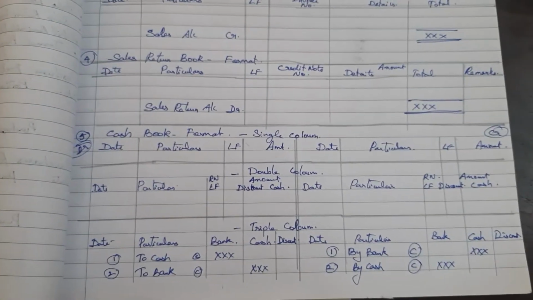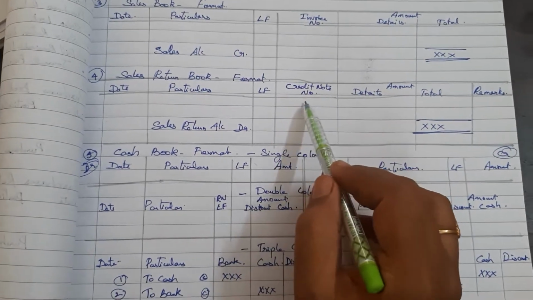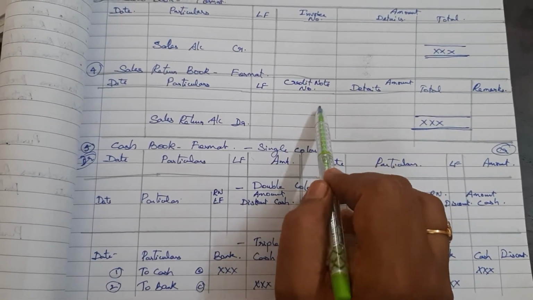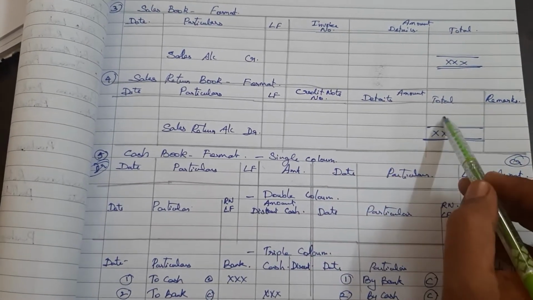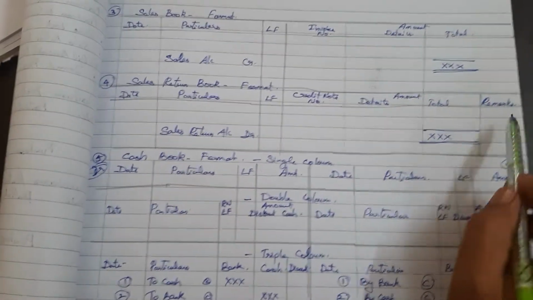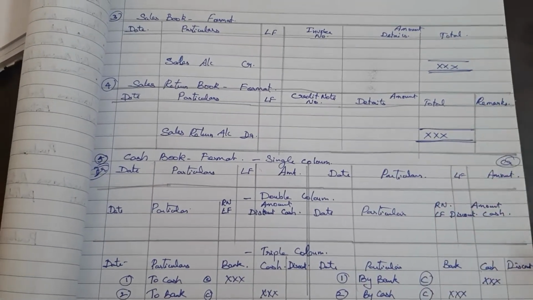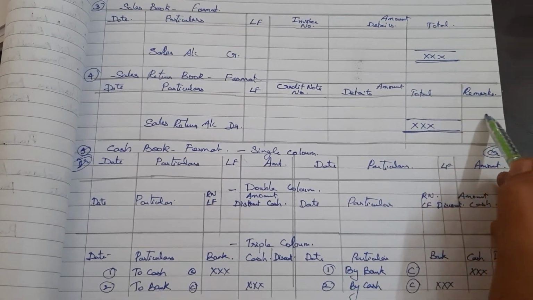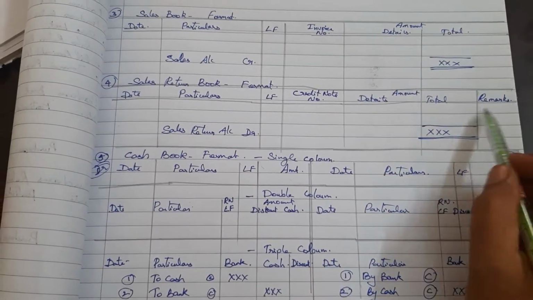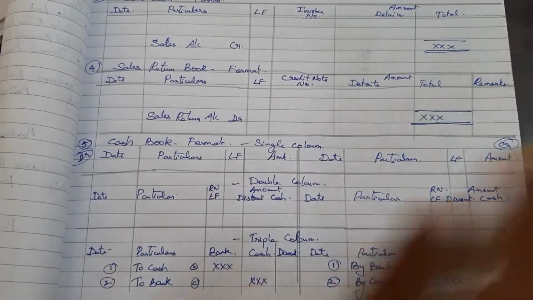So credit note number is nothing but the customer is returning the goods, so that number they will give you, and you have to write that credit note number. In details, for example, if they have returned 10 units at 100 rupees each, that is 1,000 rupees. Remark: write why it is returned, whether it is not up to the delivery, or damaged, or not up to the standard, whatever the reason, you have to write it definitely. This is the sales return book format.